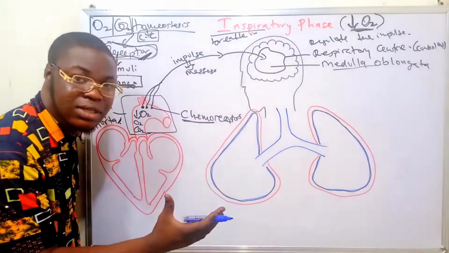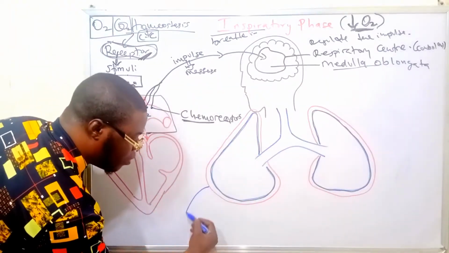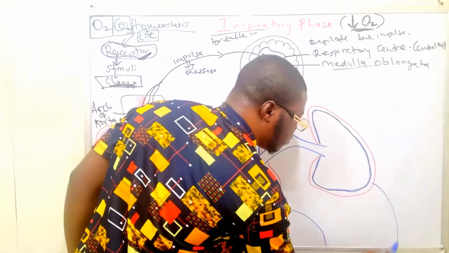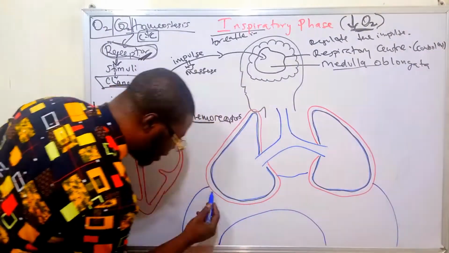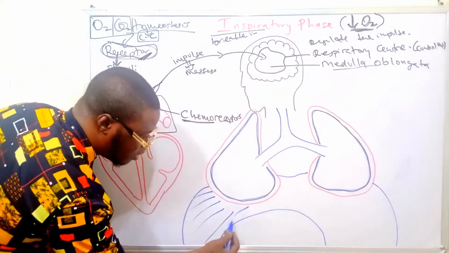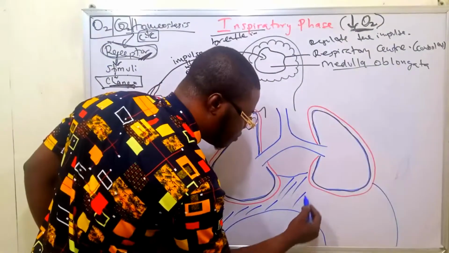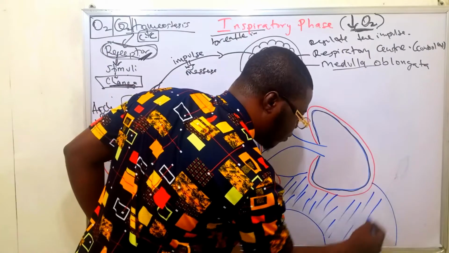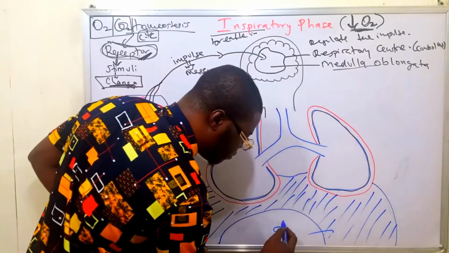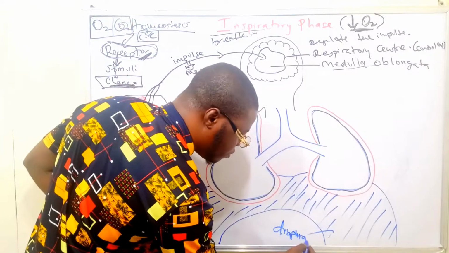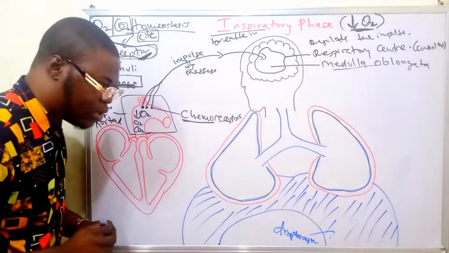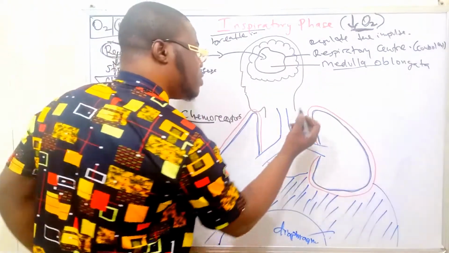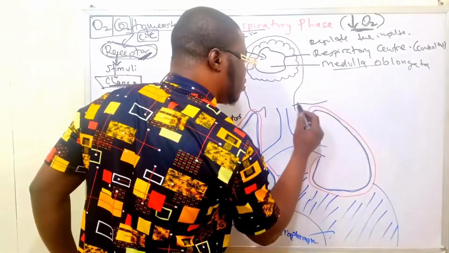I told you in the previous lesson that the lungs are sitting on a structure that is dome-shaped. And we said that structure right here is called the diaphragm. That is one. Now, two. The impulse will still come to some other structures here.